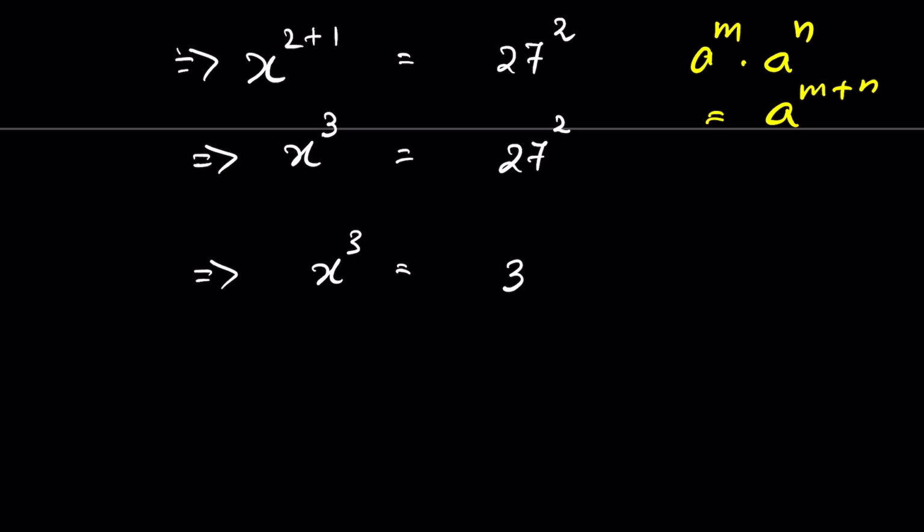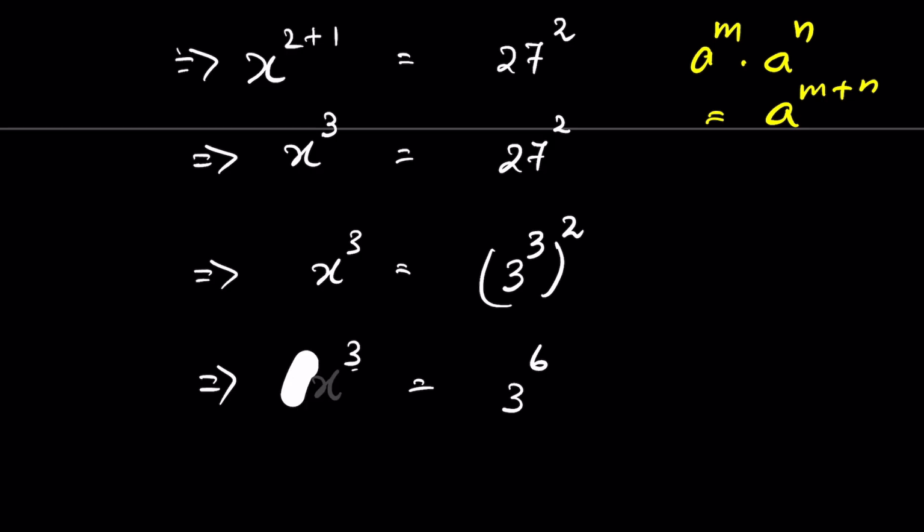We can write it as 3 raised to the power of 3 then whole raised to the power of 2, or x raised to the power of 3 is equal to 3 raised to the power of 6. Now to remove the 3 as the exponent here, we raise both the sides to the power of 1 upon 3, or we cube root both the sides.